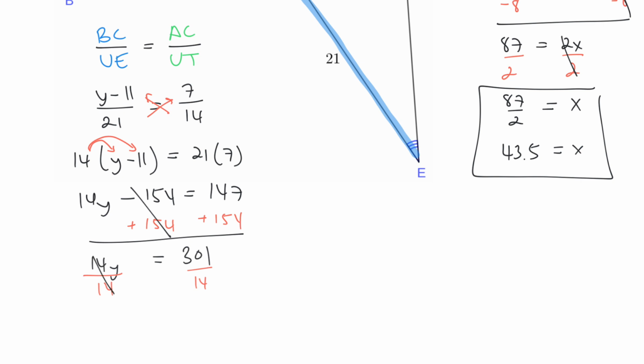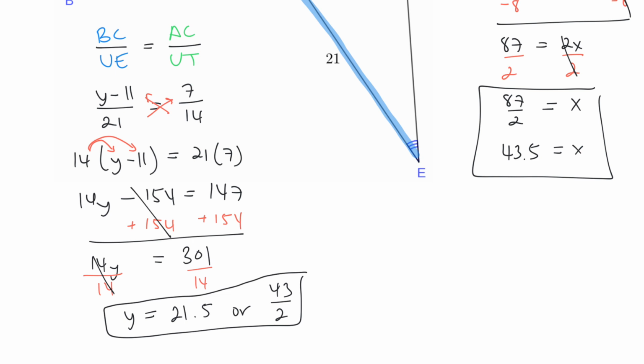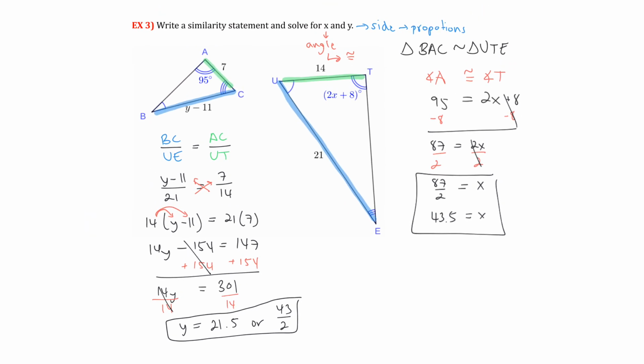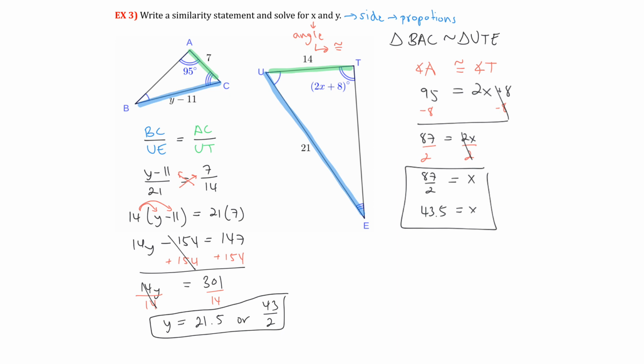14 divided by 14 becomes 1. We're just left with y is equal to, as a decimal, you can go ahead and write it as 21.5, or as a simplified fraction, 301 actually does divide by 7, so we get 43 divided by 2. All right, so that is how you solve for both x and y, and also write a statement of similarity.